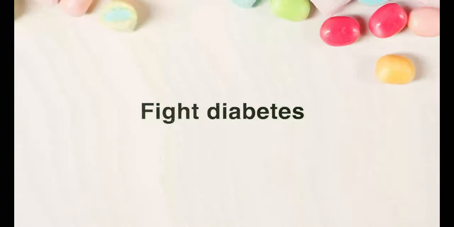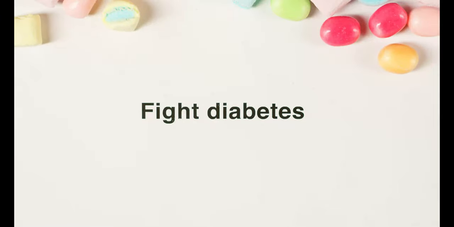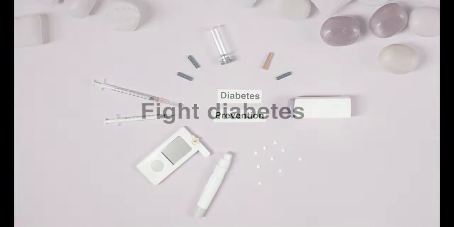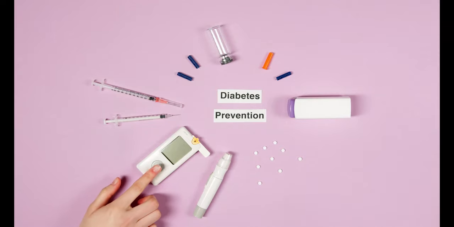Type 1 diabetes, also known as juvenile diabetes. This type occurs when the body fails to produce insulin. People with type 1 diabetes are insulin dependent, which means they must take artificial insulin daily to stay alive.